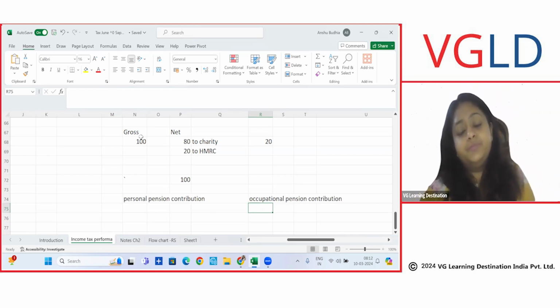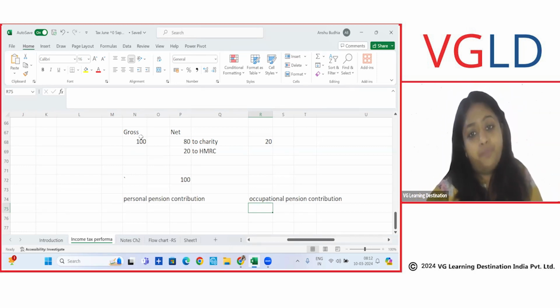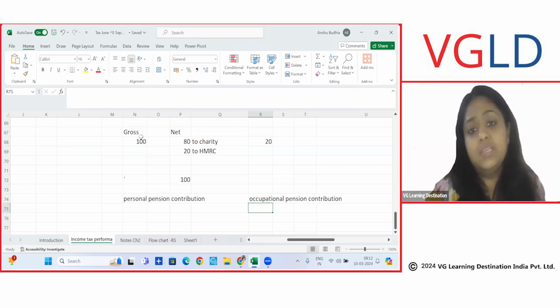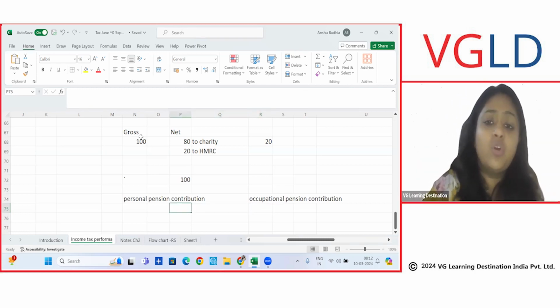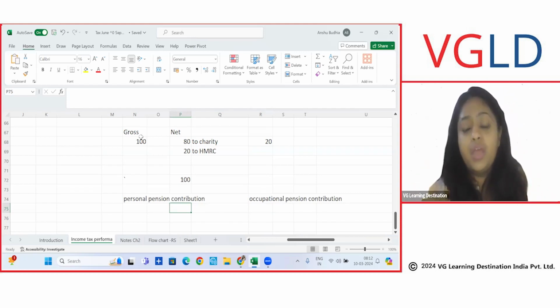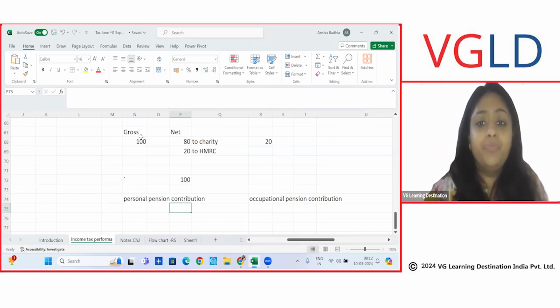But suppose I am a self-employed person, I don't have an employer, or even if I am an employee, I want to contribute more towards my pension because I want a good amount for my future. Then individually also we can contribute to different pension schemes run by insurance providers, banks, governments. They run different personal pension schemes. So personal pension contribution is when you are contributing towards your pension schemes on your own. An employer is not deducting it from your salary. These are called personal pension contributions.